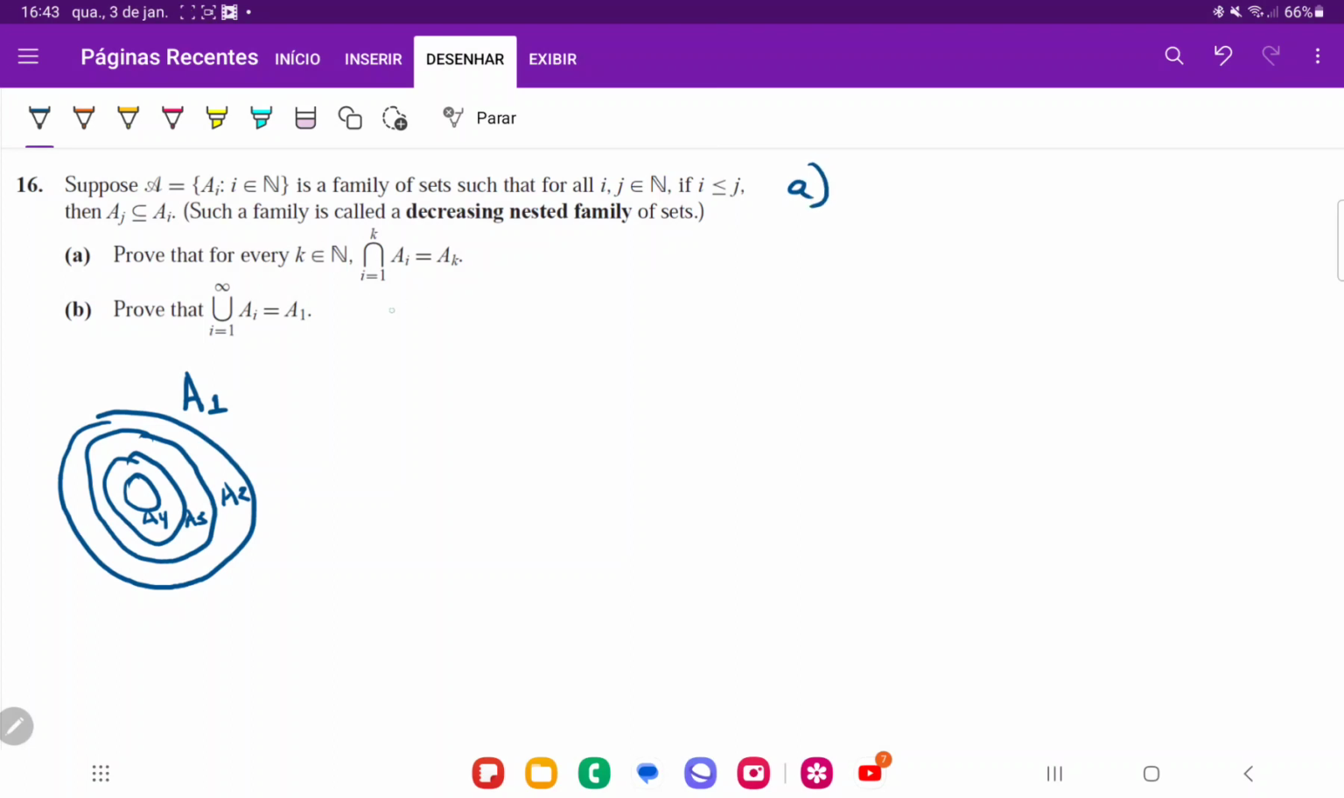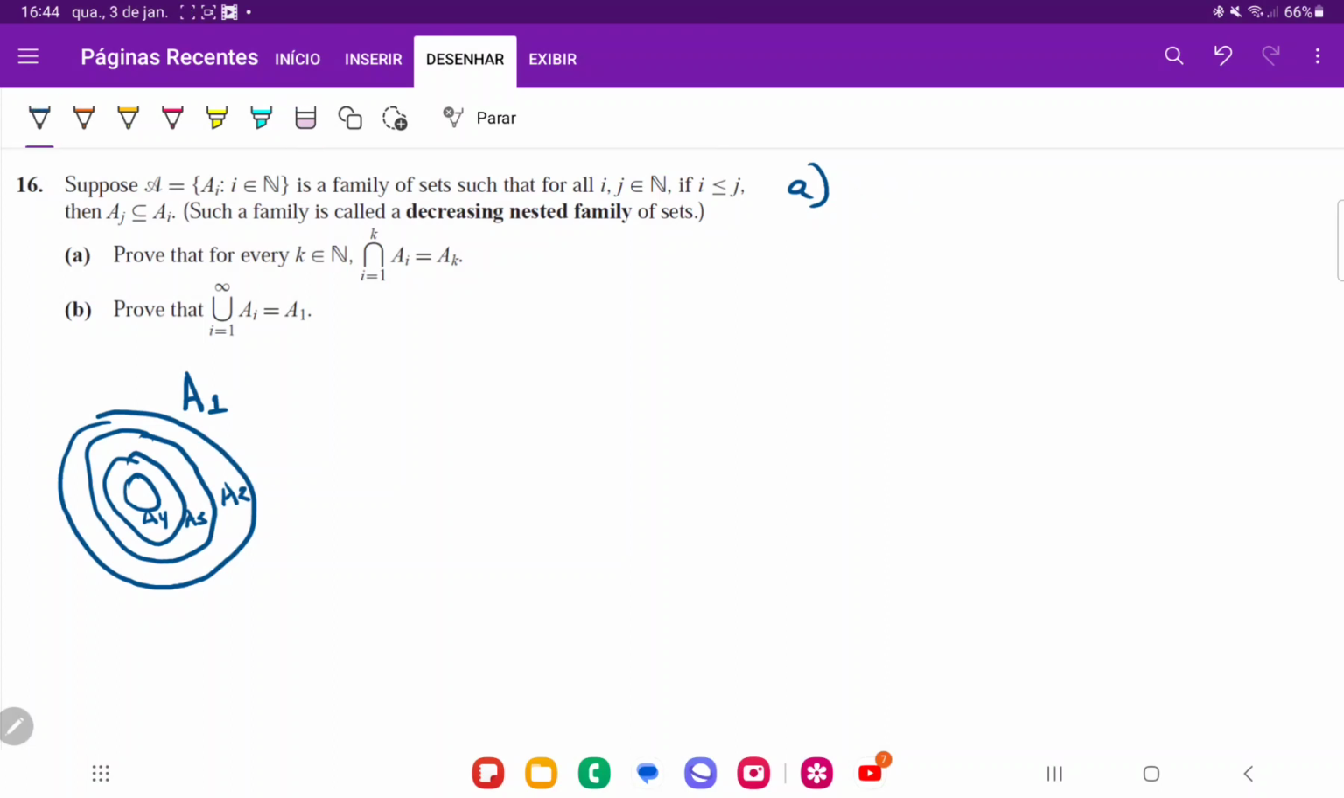In item A, we're trying to show that the intersection from 1 to k of a sub i is equal to the set a sub k. Because we're trying to show equality, we're going to do a two-part proof. First we take some element that is here and show that it must be there. And then in the second part, we take some element that is there and show that it must be here. Because showing a double inclusion is the same thing as showing equality.